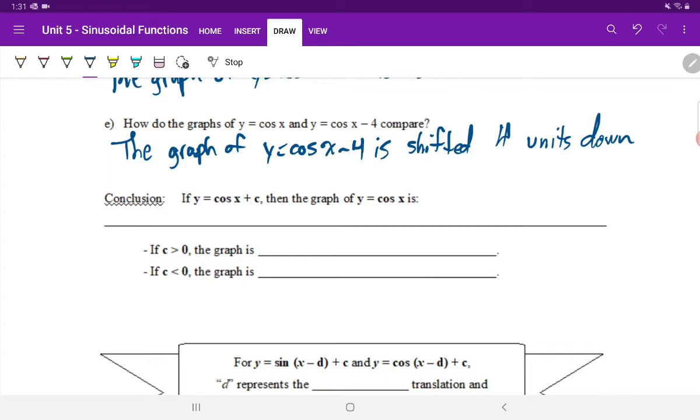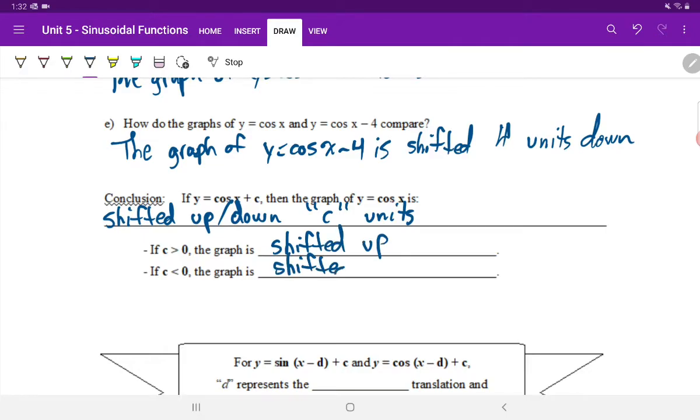So, in conclusion, if y equals cos x plus c, then the graph of y equals cos x is shifted up or down c units. Okay, no tricks there. There will be no double negative situation. Just if it's a minus c, then it's down. If it's a plus c, then it's going up. So if c is greater than 0, the graph is shifted up. And if it's less than 0, it is shifted down.